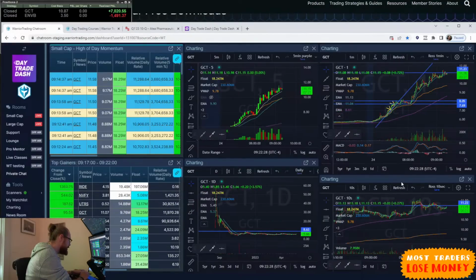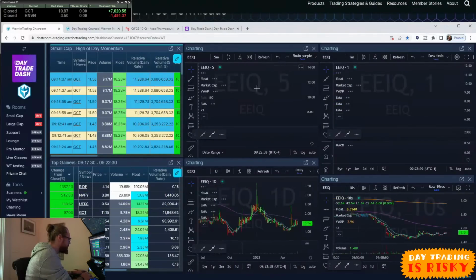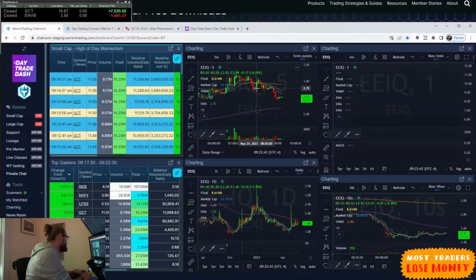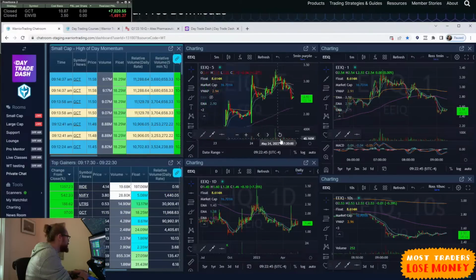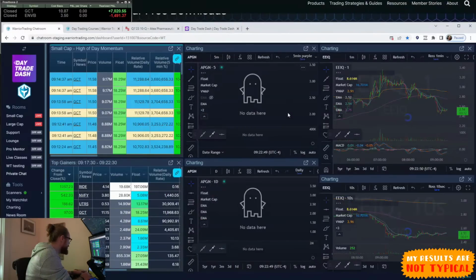So for right now, I'm going to try to be patient. So that's GCT. Next one down is EEIQ, $2.54. So a little bit on the cheaper side, right? Not my favorite price range down there. It's up 73%, but when we look at the chart, we can see it's already on the backside coming back down. APGN is up 42% at 57 cents.